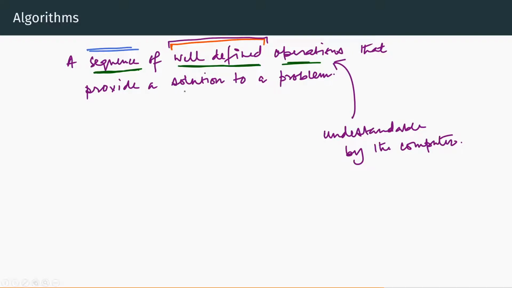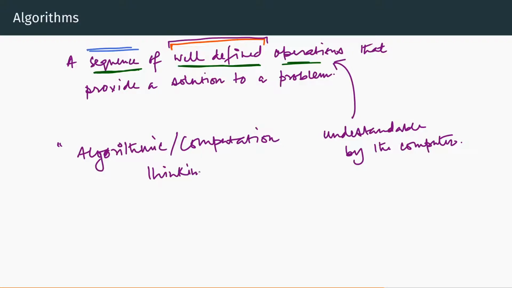And indeed, we will learn in this course the concept of algorithmic or computational thinking, which is how to think like a computer would think, or how to think in terms of operations that the computer can perform, okay.